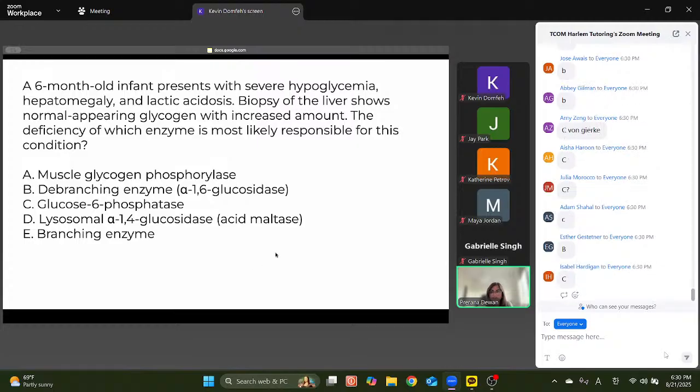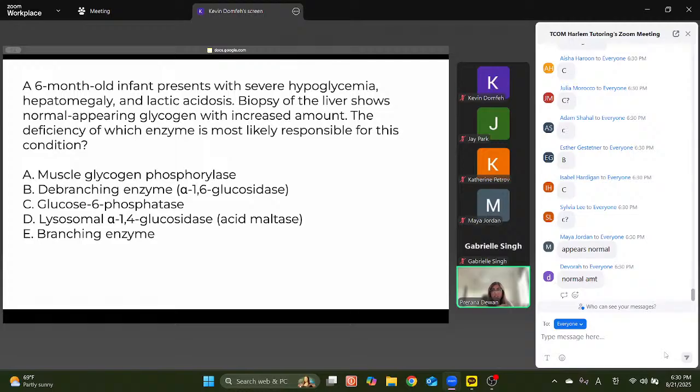Interesting. It looks like we're seeing a mix of B and C in the chat. So these clinical correlate questions are really important. Can someone explain to me why it would not be B? And what in the question stem can tell you that it won't be B? Exactly. Yeah, Maya, it appears normal.